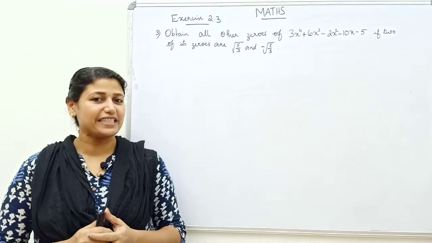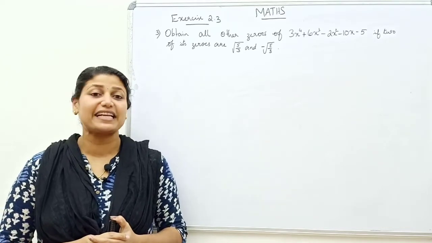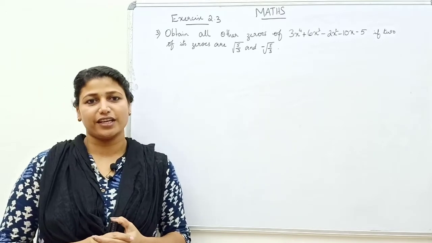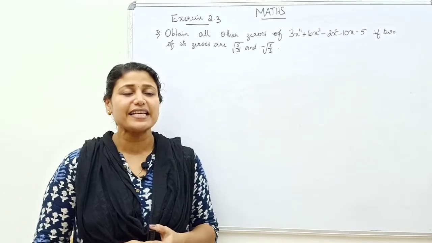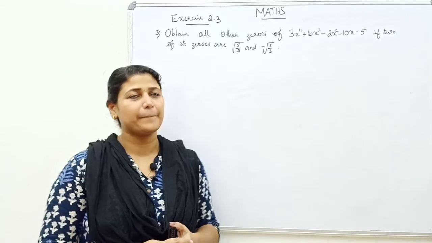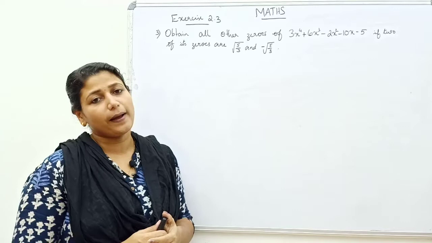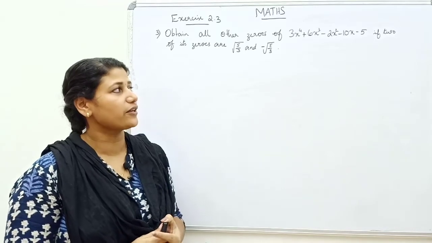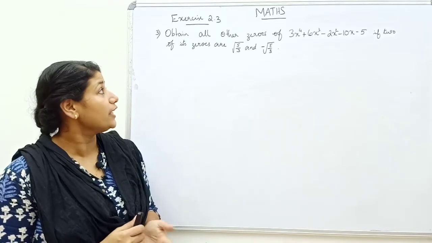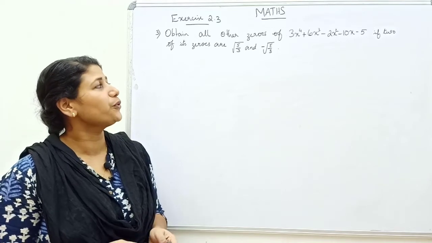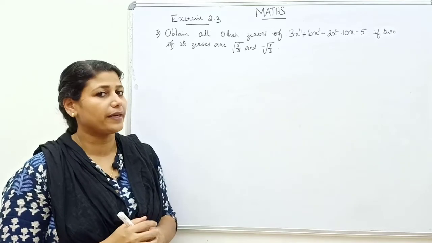In the last class we were discussing the chapter polynomials and the last exercise, exercise 2.3. Today we will continue with the same exercise. Here is your third question. Obtain all other zeros of 3x raised to 4 plus 6x cubed minus 2x square minus 10x minus 5, if two of its zeros are root 5 by 3 and negative root 5 by 3.